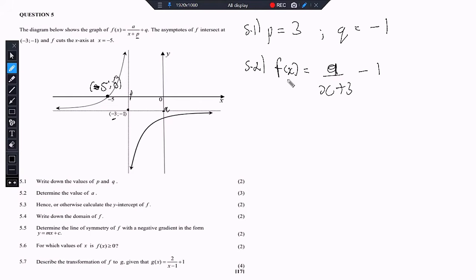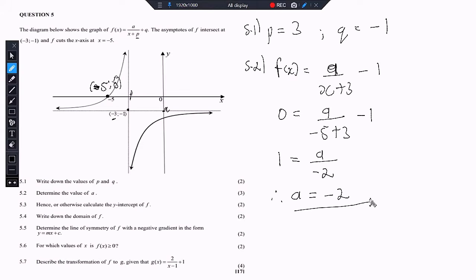So f of x is the value of y, so we put 0 there, and then we have a over x, which is -5, plus 3, minus 1. At this point, we need to take this -1 over to the side, so it becomes +1, and then we have a over -5 plus 3. This will give us -2, and if we cross multiply here, that means our a will be equal to -2. So that's how you were supposed to find the value of a there.